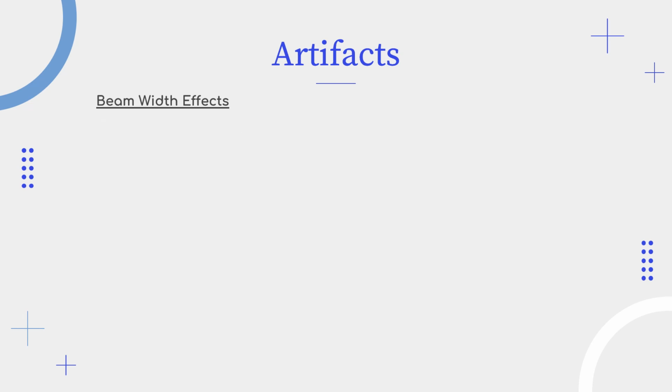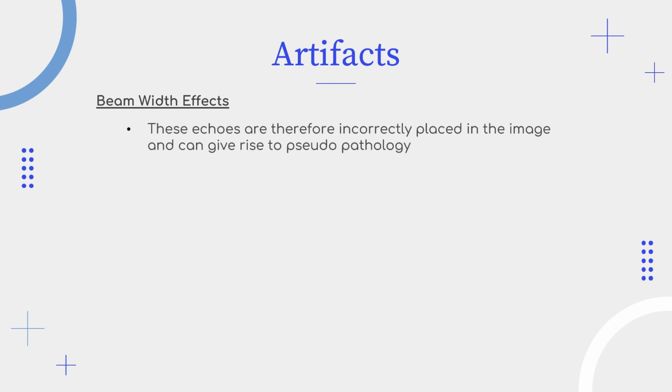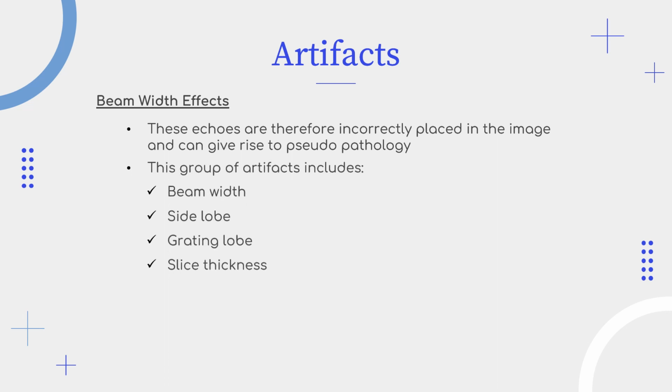Beam width effects. This group of artifacts can cause much difficulty to the beginner, in that they display echoes generated from the edge of the beam, as though they were generated from the central axis of the beam. These echoes are therefore incorrectly placed in the image and can give rise to pseudopathology. This group of artifacts includes beam width, side lobe, grating lobe, and slice thickness.